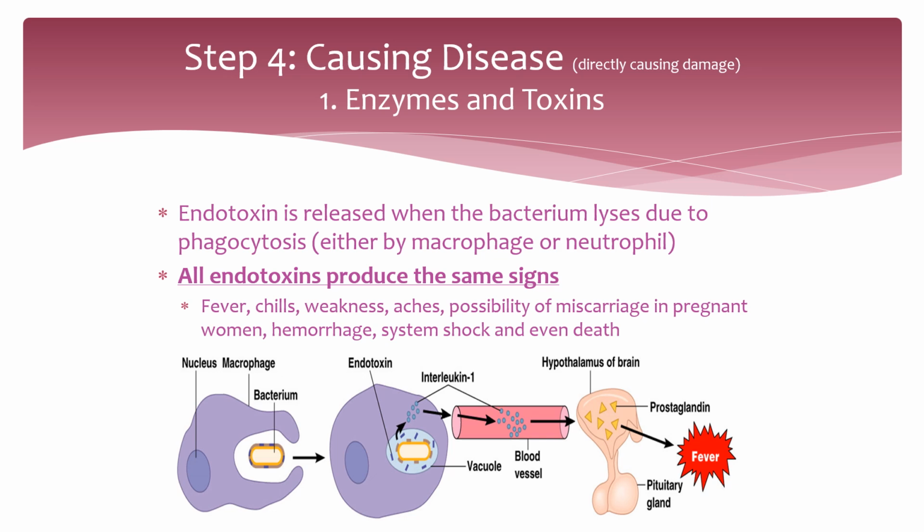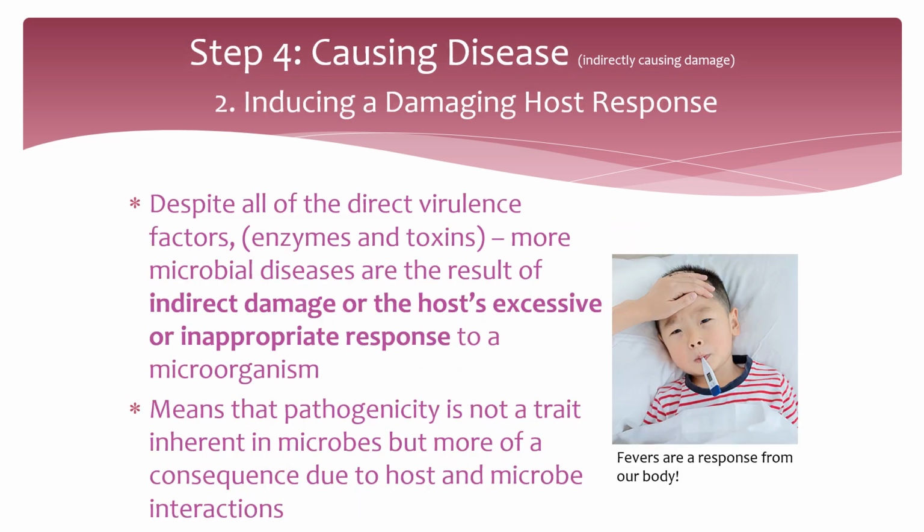So remember, we have exotoxins and endotoxins, and we also have those exoenzymes as well. These are those items from a microbe that directly cause damage and cause diseases. All right, moving on to indirectly causing damage. So these pathogens are not directly causing the damage themselves. They are indirectly causing damage. And a lot of this is going to have to do with our body's response to the microbe.